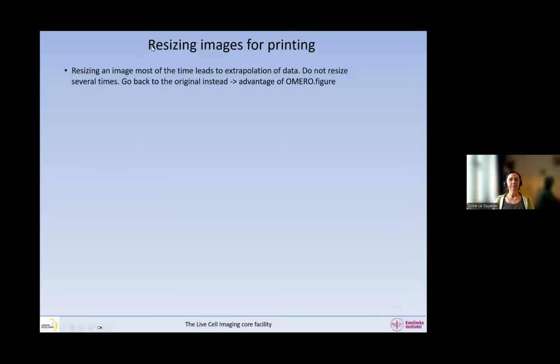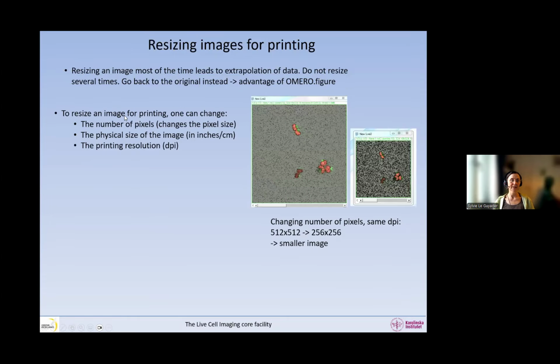I'm almost finished. So when we want to resize the images for printing, resizing an image most of the time leads to extrapolation of data. So we try not to resize several times. If we resize, we can resize once. Always work on a copy of the original. And this is an advantage of OMERO.figure, because you are working actually on the original data, but you're not modifying the original data. So this is a great advantage.